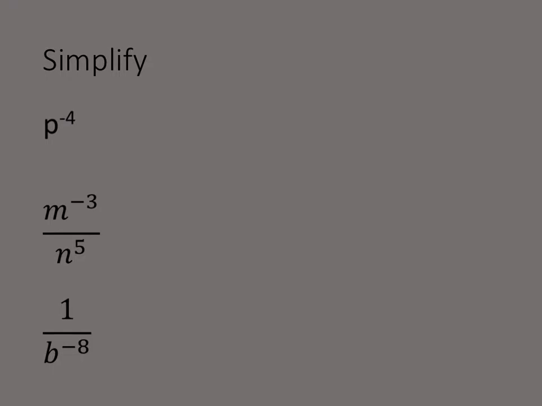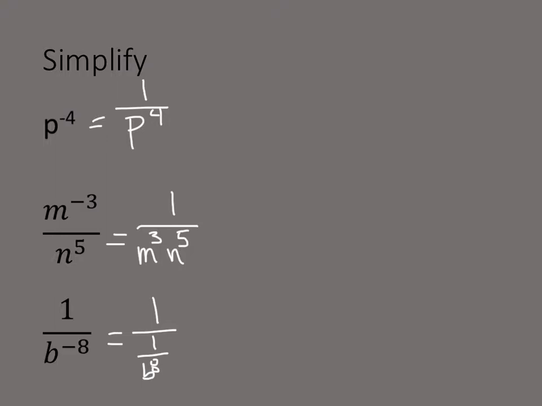Alright, so I want to simplify. To simplify, you want all your exponents to be positive. This is how that works. If I have p to the negative fourth, that's equal to 1 over p to the fourth. If I have m to the negative third over n to the fifth, that's 1 over m to the third n to the fifth. If I have 1 over b to the negative eighth, that would make it 1 over 1 over b to the eighth, which equals b to the eighth.